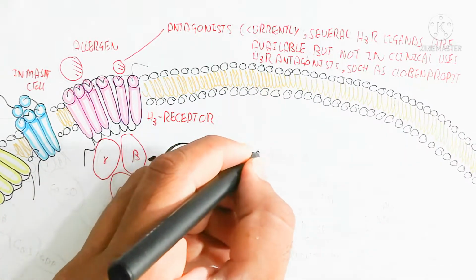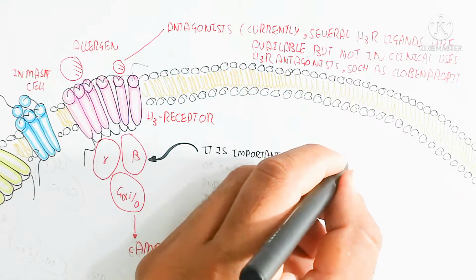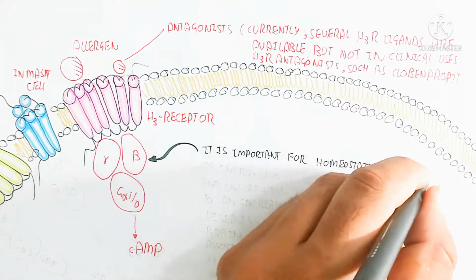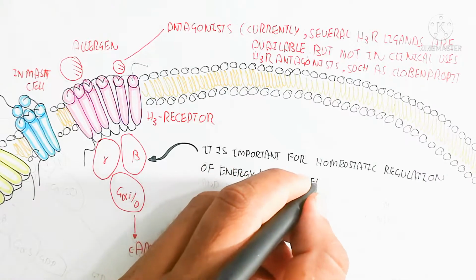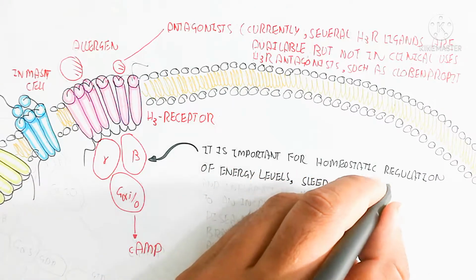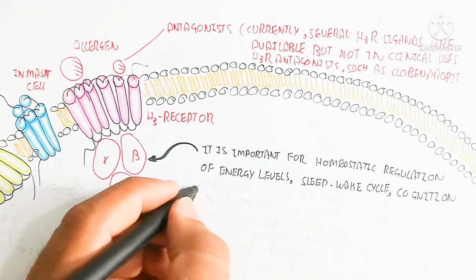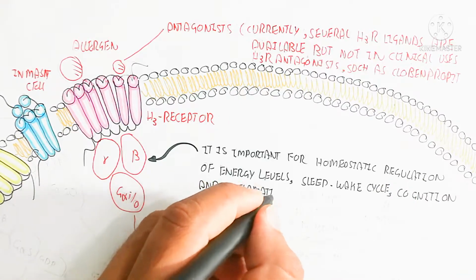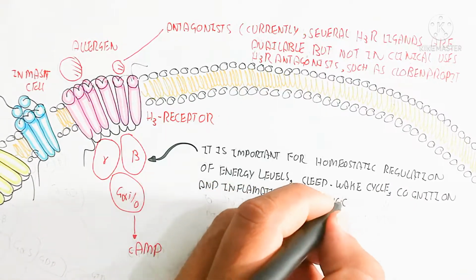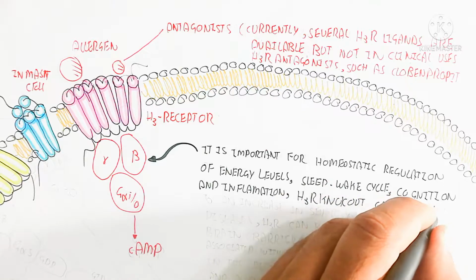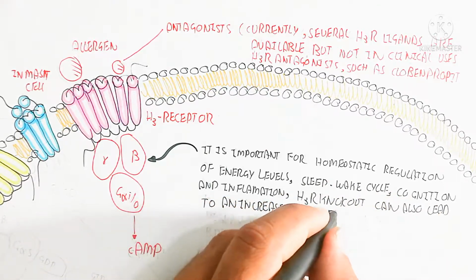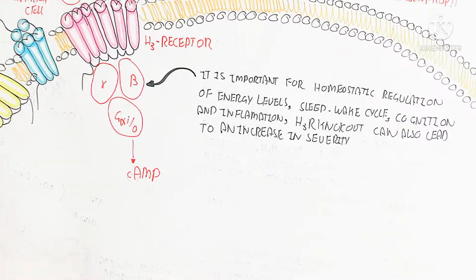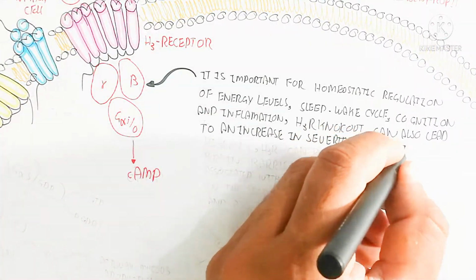But let's begin to understand the H3 receptor. It contains a trimeric intracellular subunit of protein, containing G alpha I and O, which will lead to an increase in cyclic AMP. That is the second messenger. So it is important for homeostatic regulation of energy level, sleep-wake cycle, cognition, and inflammation. H3 receptor knockout can also lead to disease.